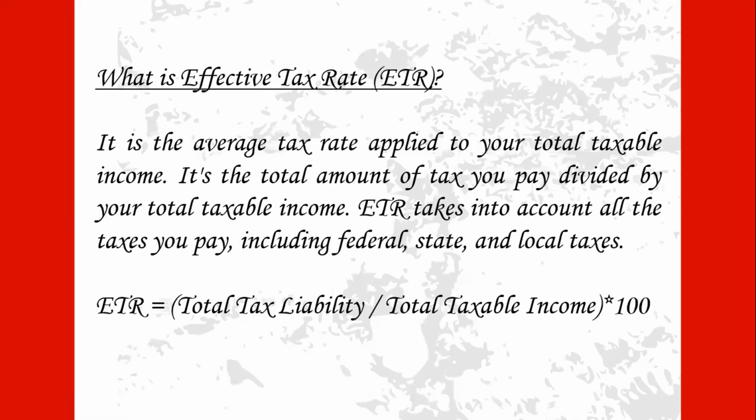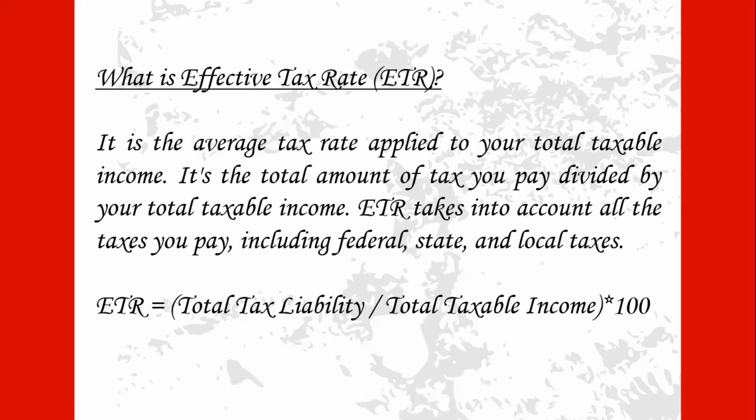The effective tax rate and marginal tax rate are two related but distinct concepts in taxation. Let's get into the details to understand them better. What is effective tax rate? Let's call it ETR. It is the average tax rate applied to your total taxable income. It's the total amount of tax you pay divided by your total taxable income. ETR takes into account all the taxes you pay, which is your federal, state, and local taxes. So ETR is equal to total tax liability divided by total taxable income times 100.